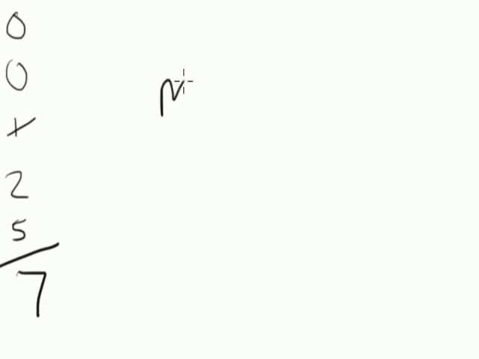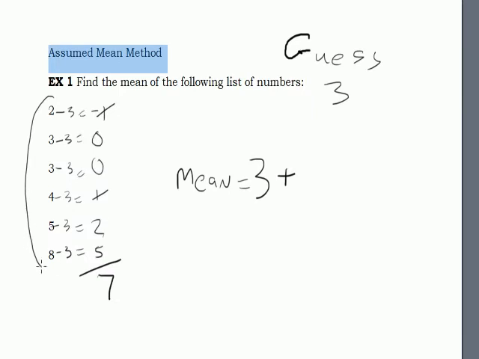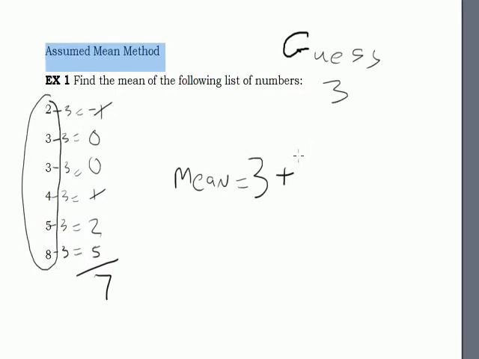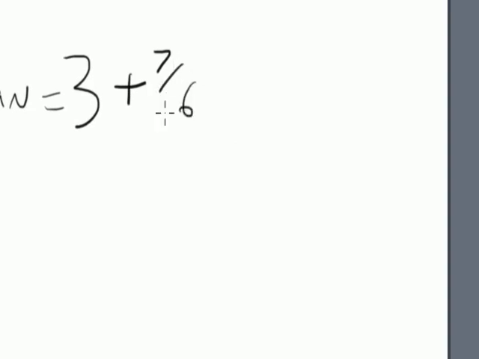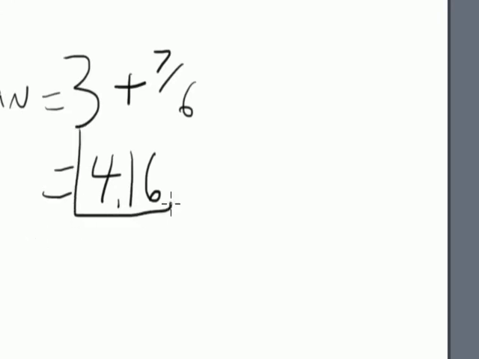My actual mean will be that guess, 3, plus that total over here divided by the number of values I had there. So that's going to be 3 plus 7 divided by 6. So that should end up being 4.16. And that'll be my mean.